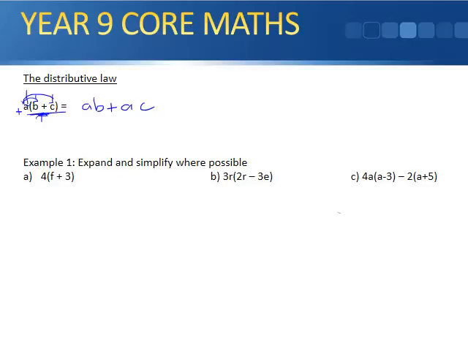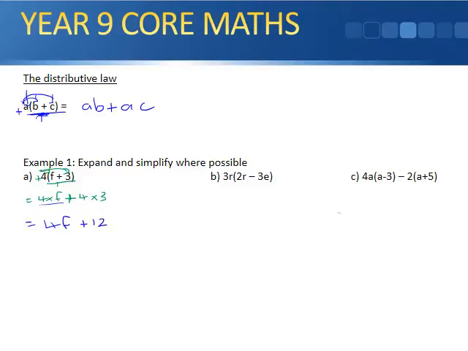Example 1, expand and simplify where possible. So the 4 has to be times by everything inside the bracket. So the first one is 4 times the F. Now you don't need to write this line. And then the 4 is positive, and there's a positive here. Plus times a plus is still a positive. And then it'll be 4 times 3. So the answer is, and we need to work that out, 4 times F is 4F, and 4 times 3 is 12.